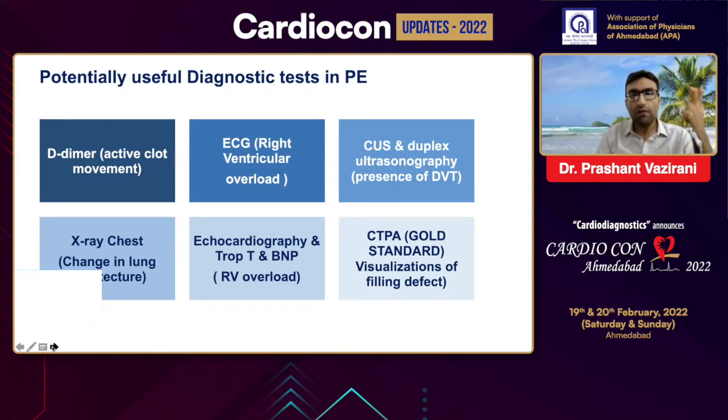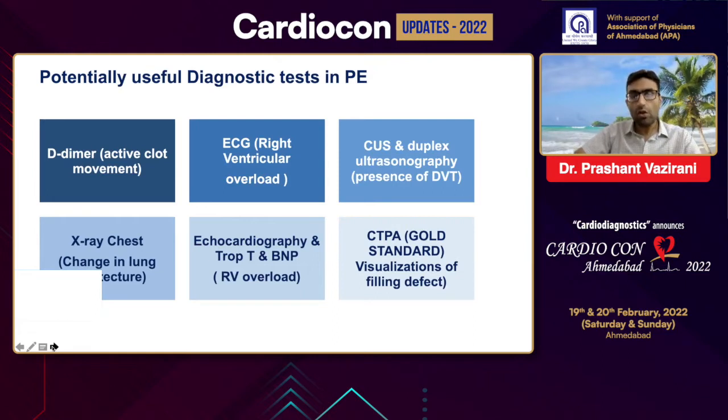So ECG, what will an ECG show in massive pulmonary embolism? Sinus tachycardia, right axis deviation, a new RBBB, RV overload in V1 to V4, like ST depression, T inversion, V1 to V4, atrial fibrillation, your S1Q3T3, right? You can also, if you do a duplex ultrasonography, find evidence of DVT in the proximal veins.